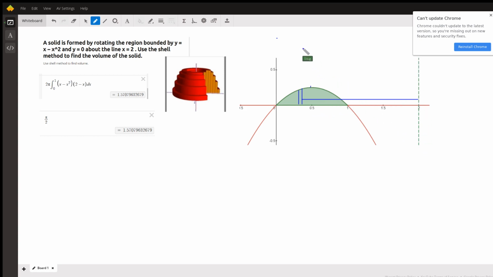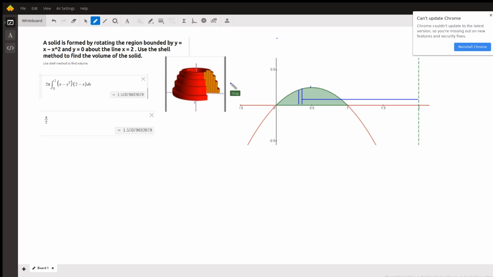Now, when you use the shell method, your typical shells are parallel to the axis of revolution. So you know right away to draw, or at least mentally picture, a little shell like that. And this picture here shows you many shells. When we do the integration from 0 to 1, we are creating infinitely many of these shells.